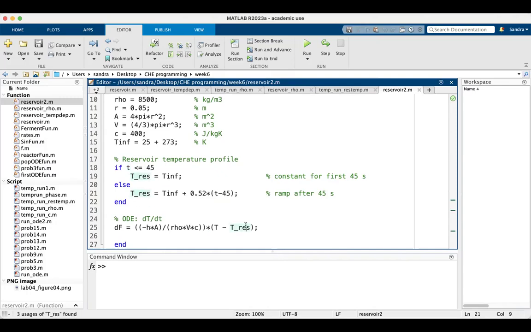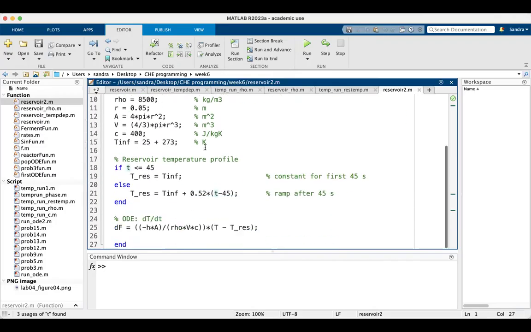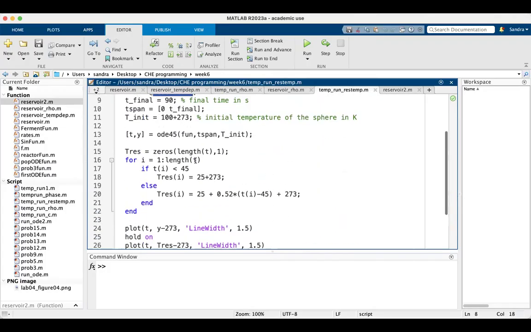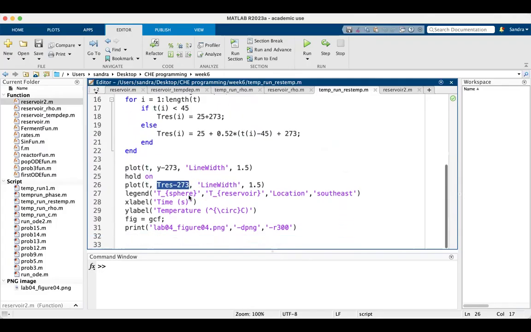Now this T reservoir comes here. Based on your small t, based on your time, T reservoir temperature can take either this value or this value, and that will be placed in your ODE equation. So this is how you understand this. That basically solves the ODE45 equation based on that equation. And now I'm plotting time versus the ODE solver's solid body temperature in degrees Celsius. And on the same plot, I'll be plotting time versus reservoir temperature in degrees Celsius.